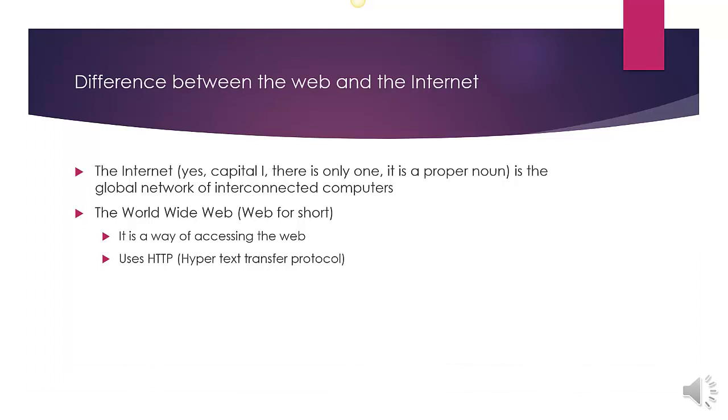Let's talk a little bit about the difference between the web and the internet. The internet, and yes, it is a capital I because there is only one internet, so it is a proper noun, is the global network of interconnected computers. This is different than the web. The internet is all the hardware tying everybody together, all of the physical connections, and the computers, the servers, the actual T1 lines, all the lines connecting everything. The World Wide Web, or web for short, is a way of accessing the internet. It uses HTTP, which is Hypertext Transfer Protocol, and that's the web pages, the connectivity, everything that's content on the web.